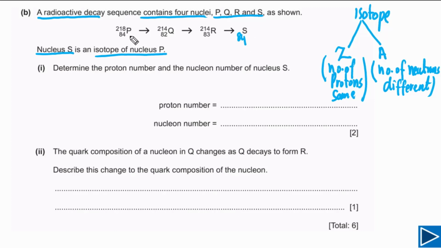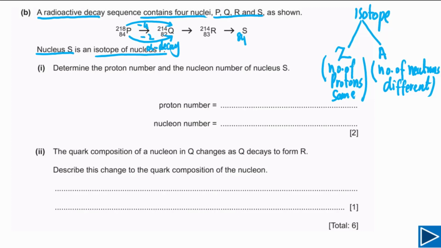Now let's try to understand what is happening from P to Q. When P decays to Q, you can see the atomic number decreases by 2. And if we go from P to Q, the mass number decreases by 4. So it simply means this one is alpha decay.